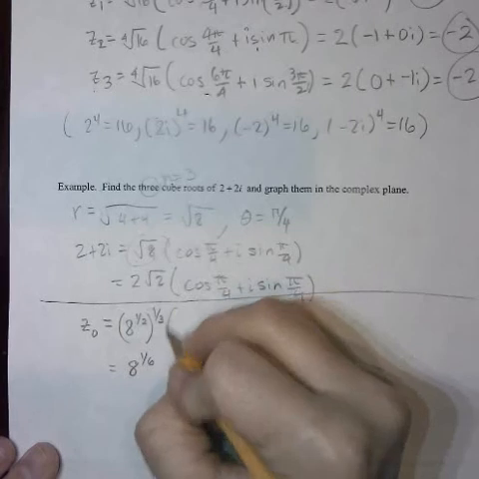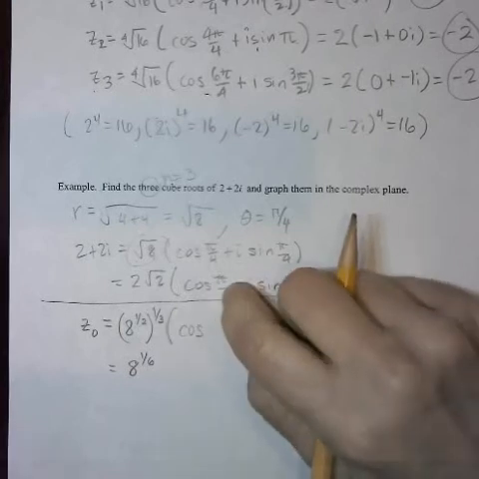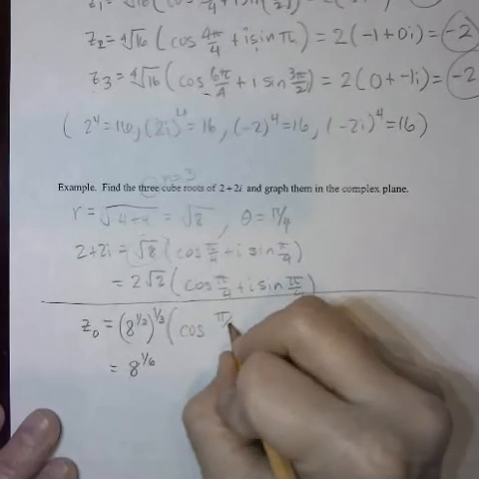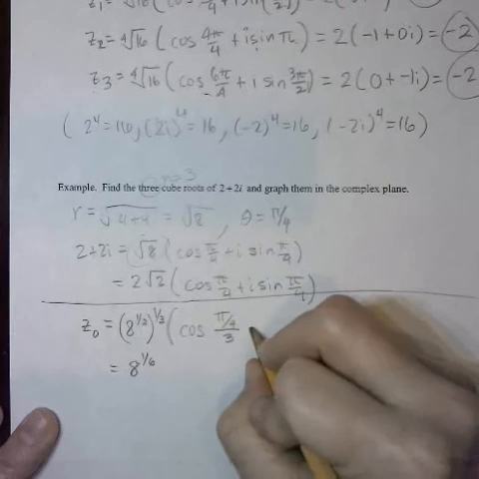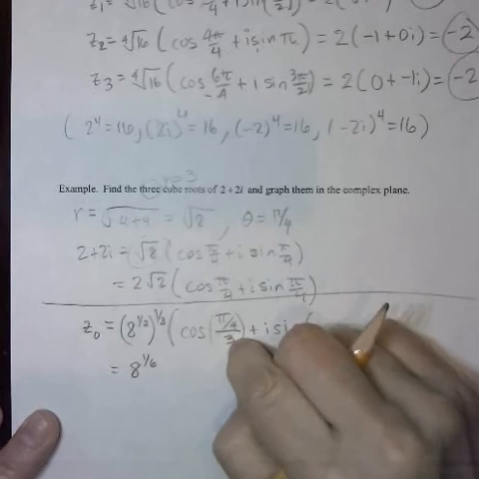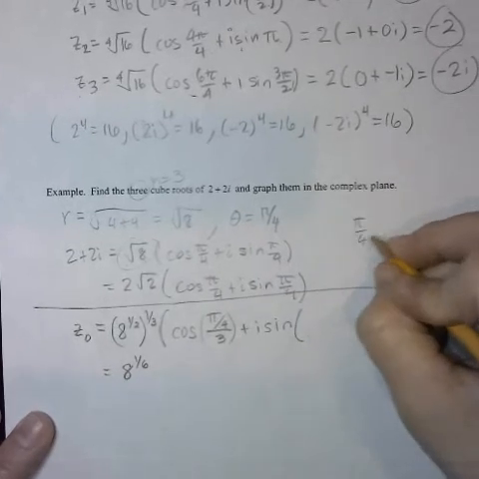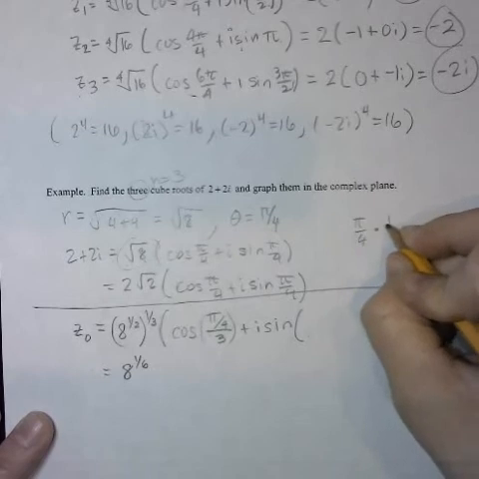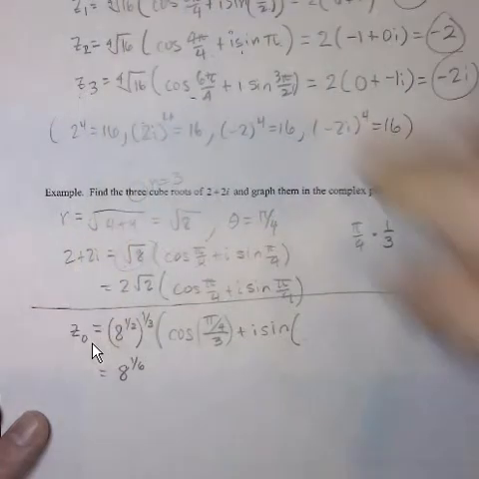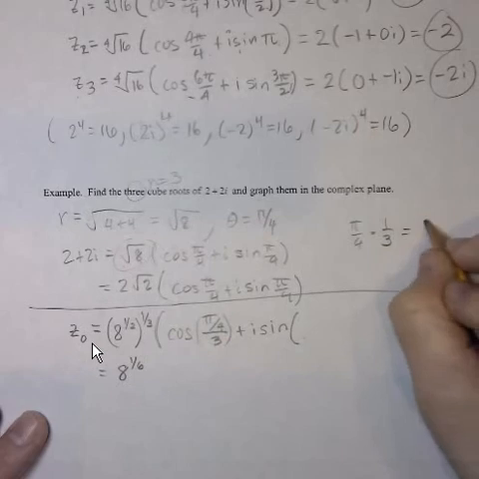Okay, then cosine. So in the first one, you're just adding 0 to this, so you just take pi over 4 divided by 3 plus i sine of pi over 4 divided by 3. So if you are working in radians, remember you're multiplying by the reciprocal when you divide by this number. And so you end up just multiplying these denominators, so you get pi over 12.